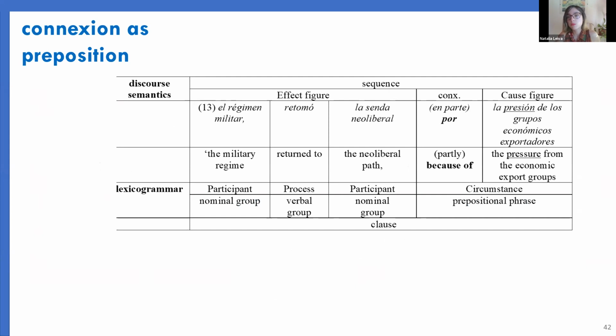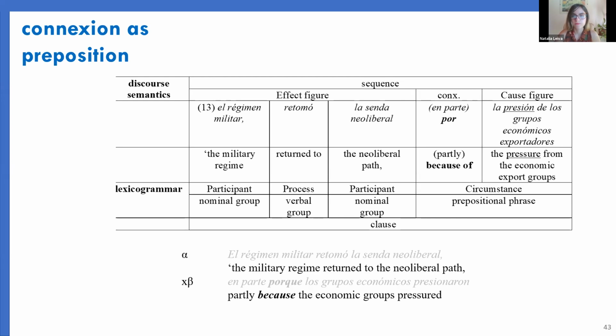The military regime returned to the neoliberal path, and the cause figure, together with the connection, is realized as a circumstance. The nominal group, the pressure from the economic expert groups, realizes the cause figure, while the prepositional phrase, because of, realizes the causal connection. The congruent agnate of this sequence has both figures realized as two different clauses in a clause complex connected by a conjunction. Notice how packaging a figure as la presión de los grupos económicos in Spanish, or the pressure of the economic groups, also makes the argument less arguable.